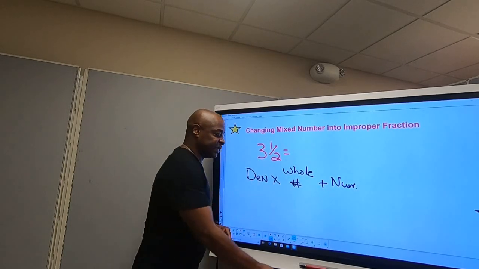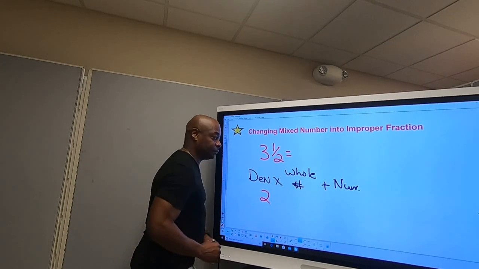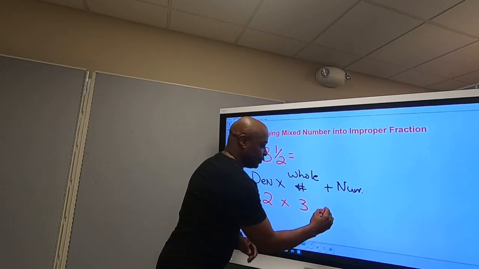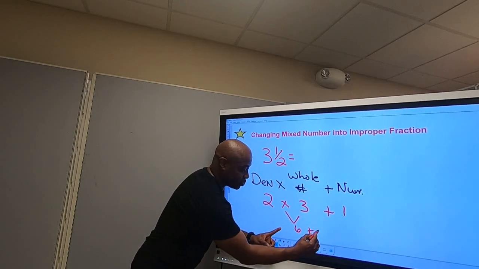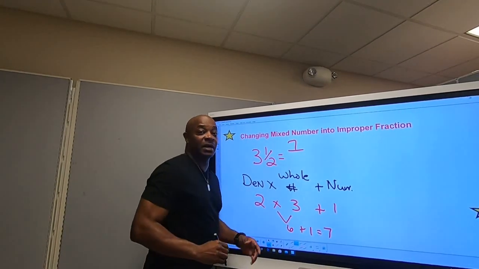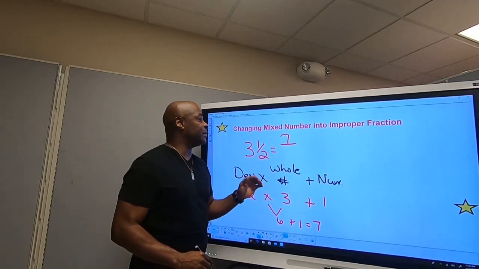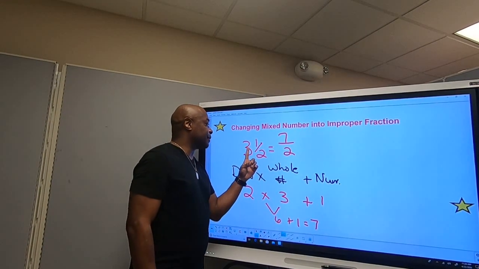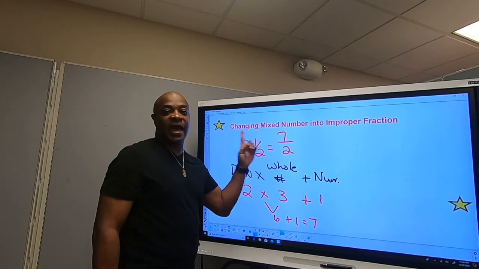So now, let's place these values under each other. Okay, so in this problem, what is the denominator? 2. What's our whole number? 3, plus our numerator, which is what? 1. So now I know that 3 times 2 is what? 6, plus 1 will give us what? 7. So now our numerator will become 7. Now, in having a mixed number, our denominator never changes. So now I have changed my mixed number into an improper fraction. Now 3 and 1/2 is now 7/2.